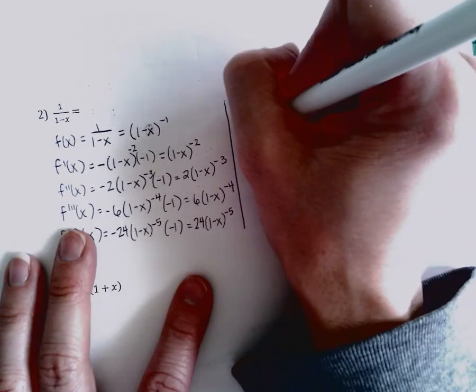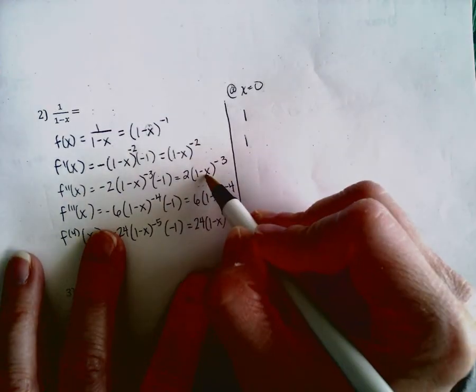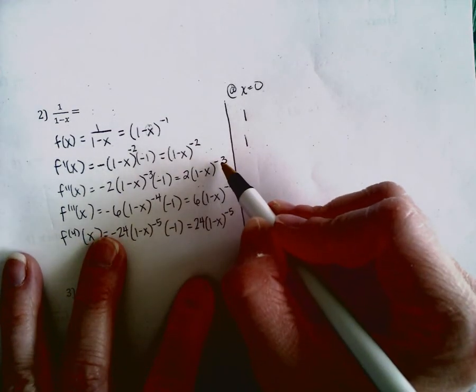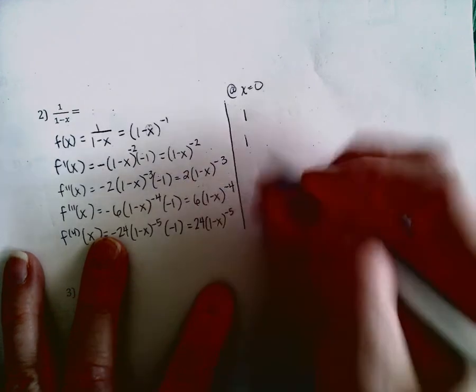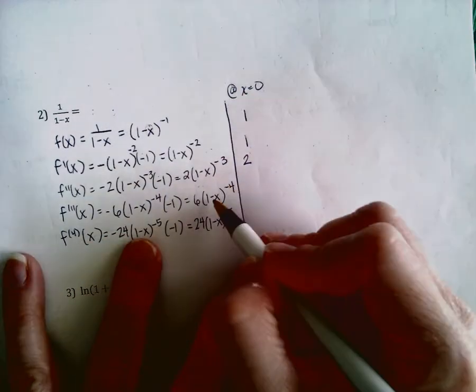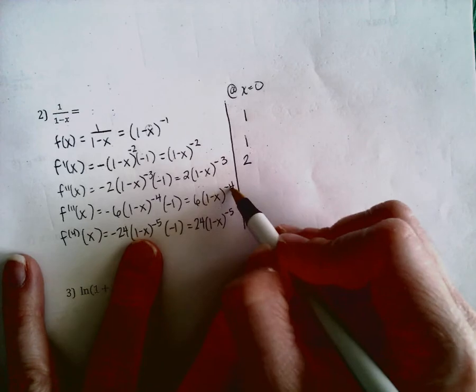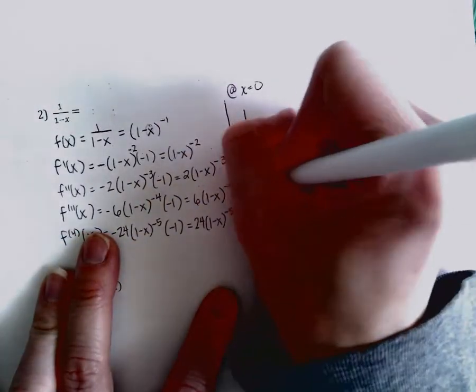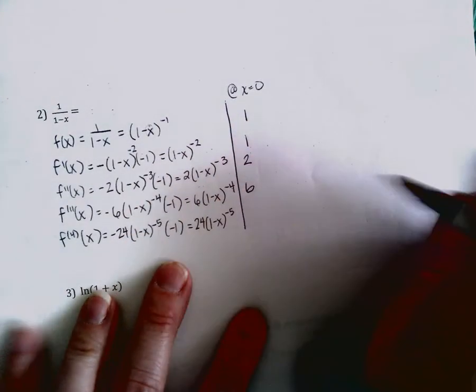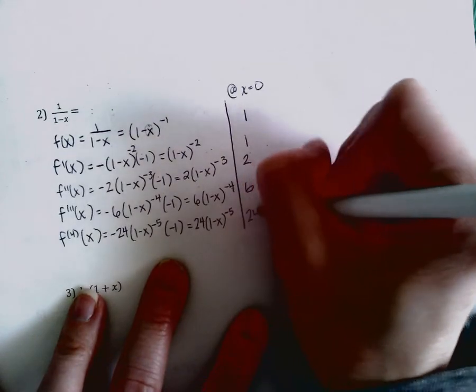So 1 again. Plug in a 0 for x here. 1 to any power is 1, like I said. But then it's times 2. So I get 2. 1 minus 0 is 1, and 1 to any power is 1, times 6. And for the same reason, when I plug in a 0 down here, I'll just get 24. So here are my values at x equals 0.